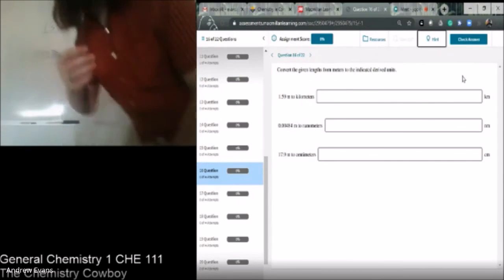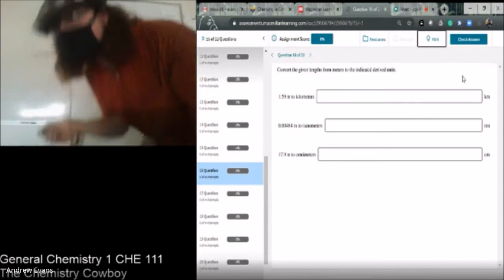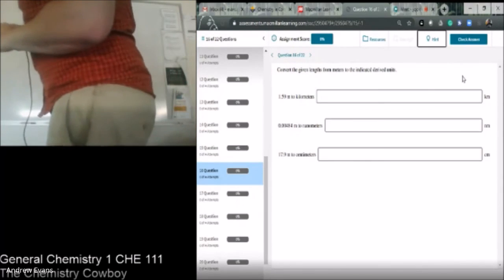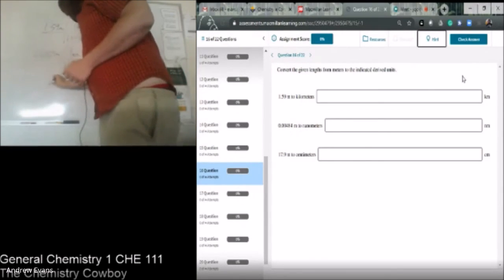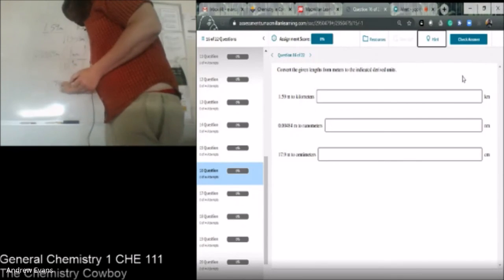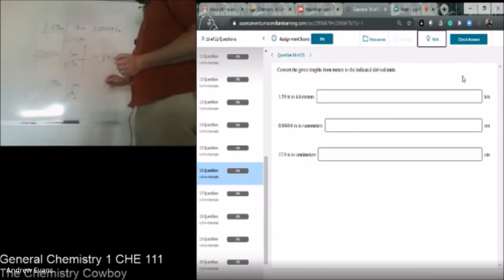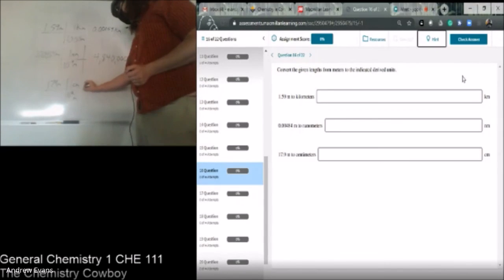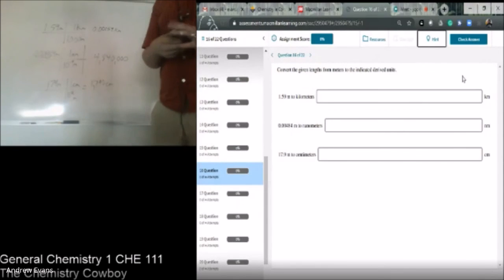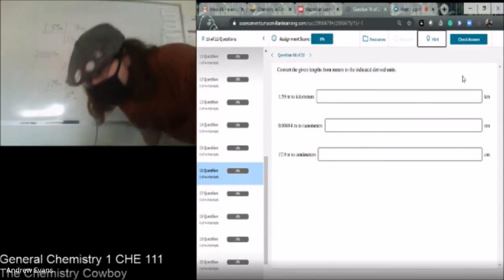Last one, it's 17.9 meters to centimeters. And there's 10 to the negative second meters in 1 centimeter. So basically 1790. Once again, centimeters are smaller, so we should expect a larger amount.